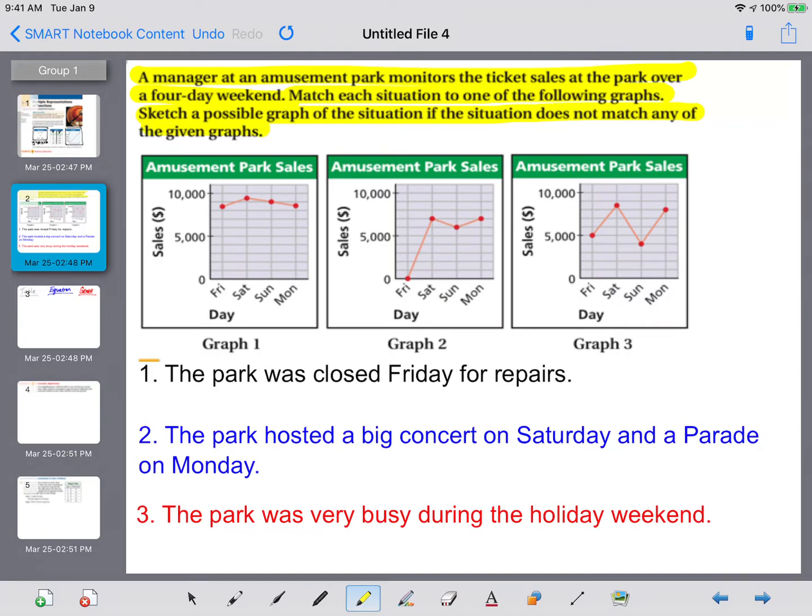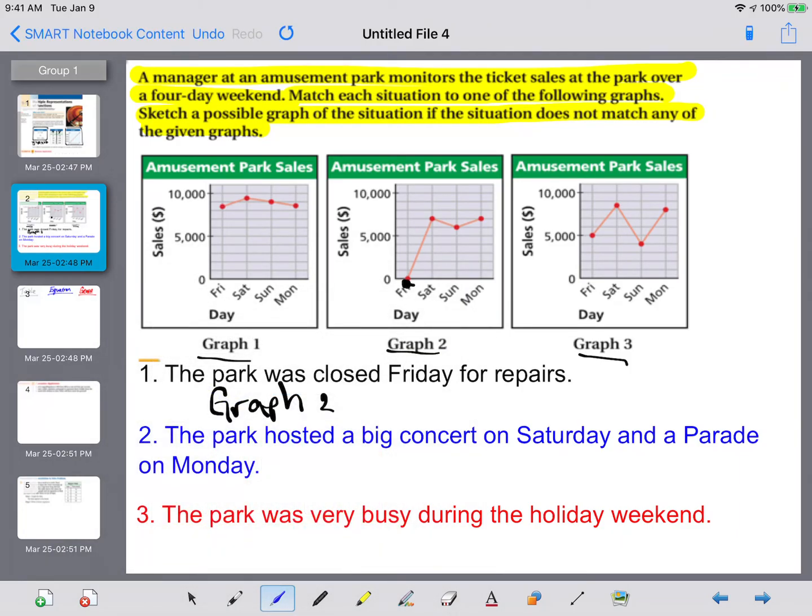So option 1, we have the park was closed Friday for repairs. So if I look to each graph 1, 2, and 3, which graph would represent the park being closed Friday for repairs? I would say graph 2. It looks like there were 0 sales on that Friday, which would indicate that it must have been closed.